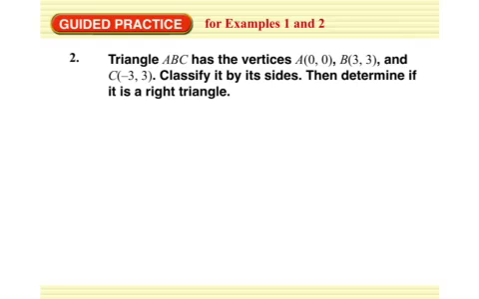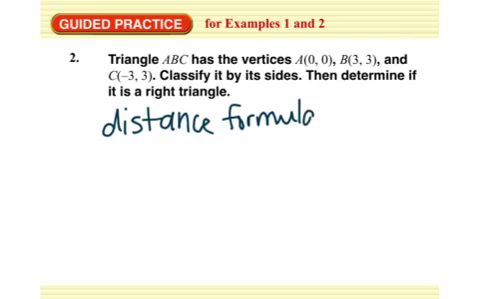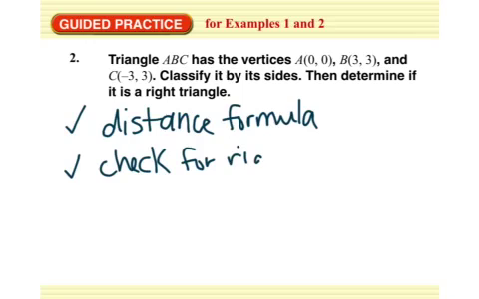So remember, you want to calculate the distances to verify which sides are equal. So we would use the distance formula between the points. And then you also want to check for any right angles. That was the next step. So use the distance formula, check for right angles. The way we check for right angles is by testing the slopes and seeing if any of them are opposite reciprocals. All right, so go ahead and do that.